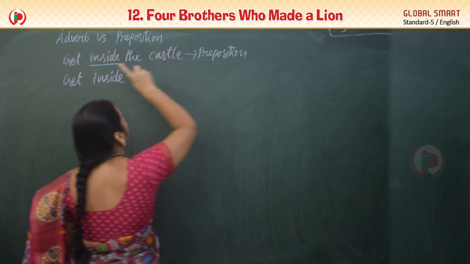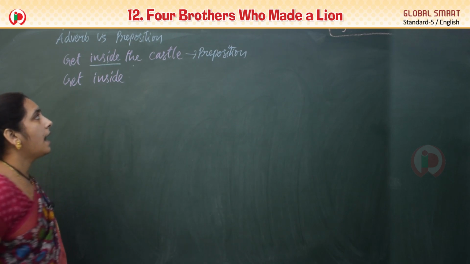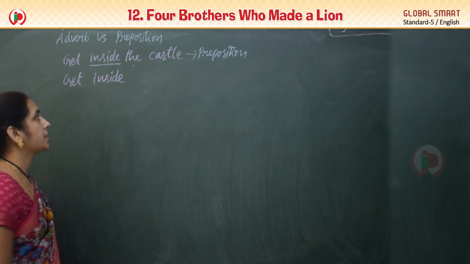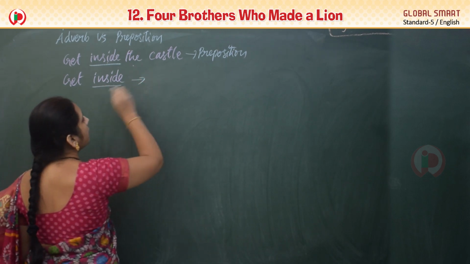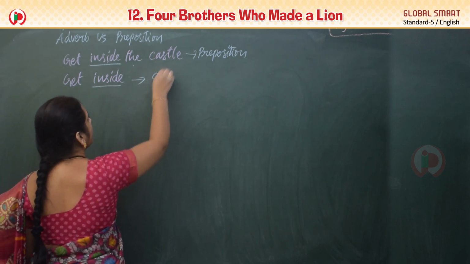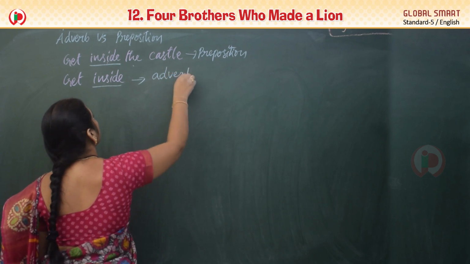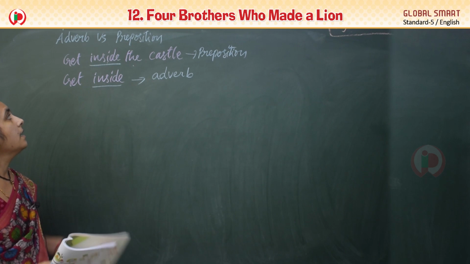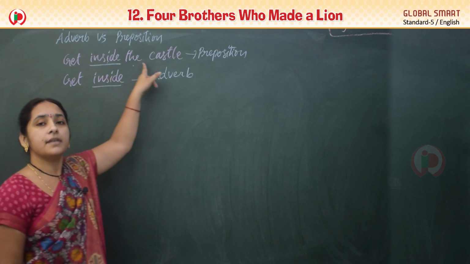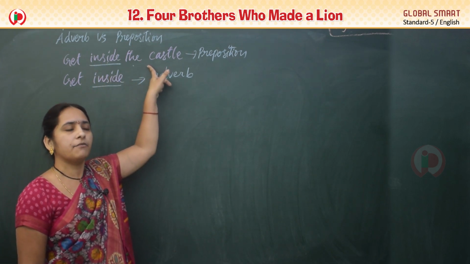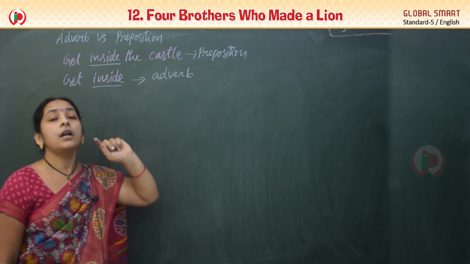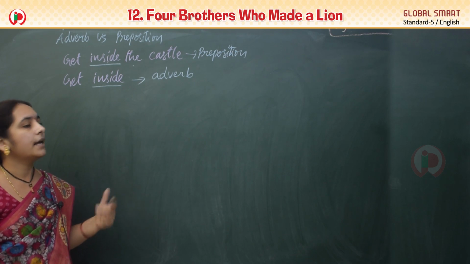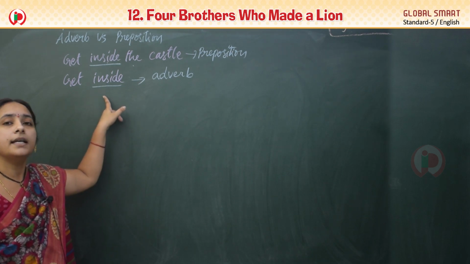After the word, if we have some other words, that means 100% it's a preposition. After the word, if we don't have anything, then it is an adverb. So here, after the word, if we have some words, especially an object or some other words, that is called a preposition. If we don't have anything after that, then we can say this word is an adverb.